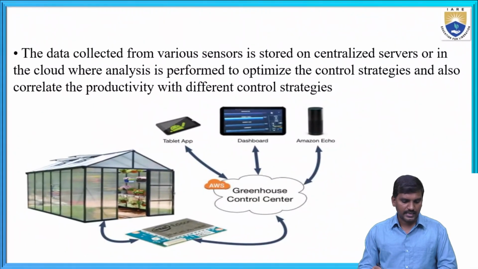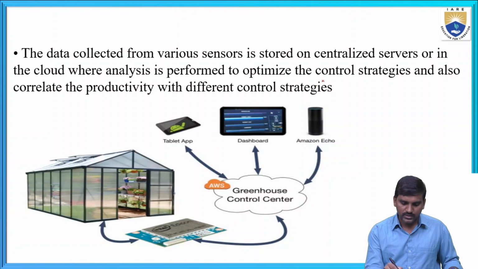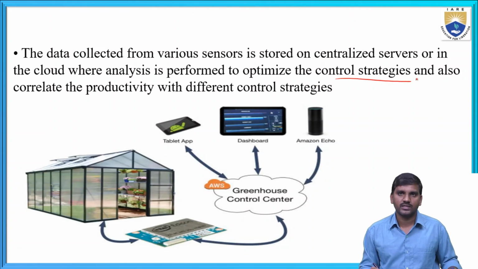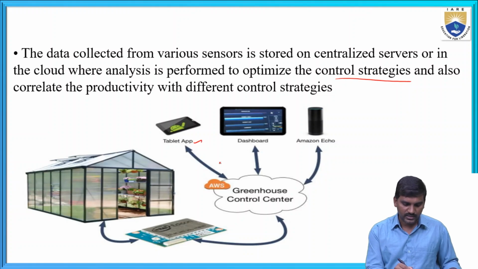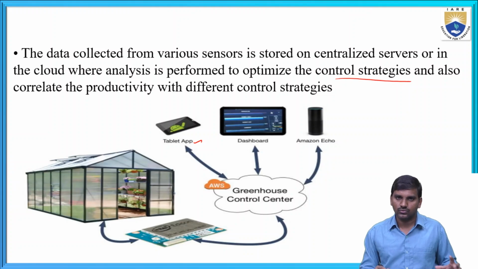Next one, the data collected from various sensors is stored in a centralized server. That, we already know. In the cloud, analysis is performed to optimize the control strategies and also correlate the productivity with the different control strategies, as shown in the figure. This is the greenhouse control center, with the help of a tablet application or dashboard, Amazon Echo, like that. We have to develop this to improve productivity.